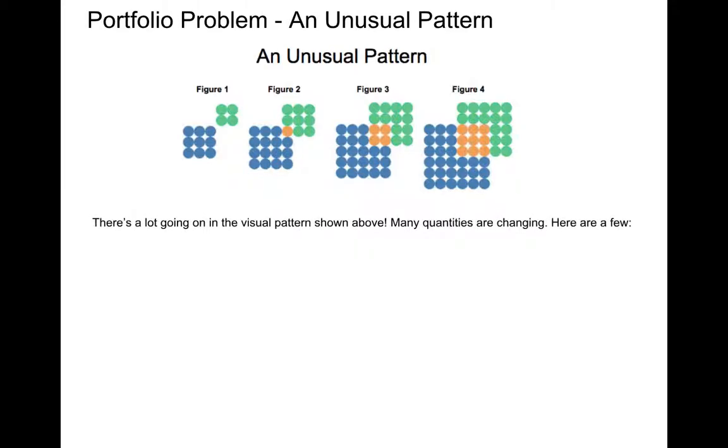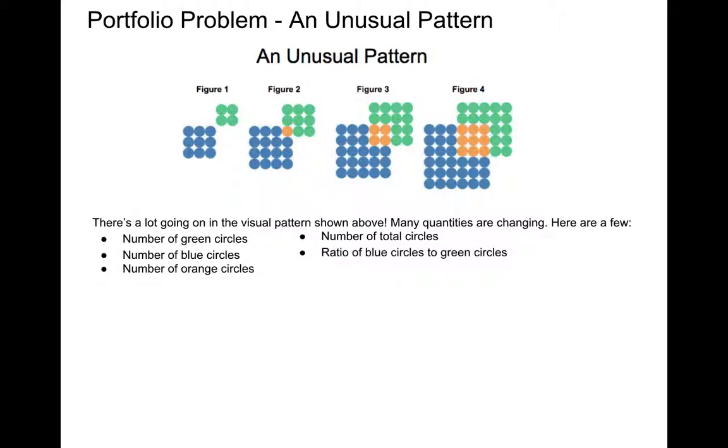And there are lots of different quantities that are changing, and it suggests a few. The number of green circles, or the total number of blue circles, or orange circles, or the total number of circles at all, or perhaps some ratios, like the ratio of blue circles to green circles, or the percentage of circles that are orange. And you can choose other quantities as well. These are just some that are suggested for you.